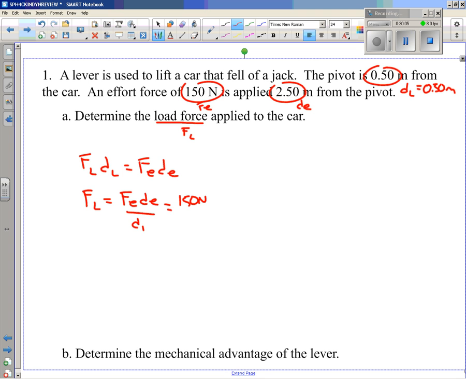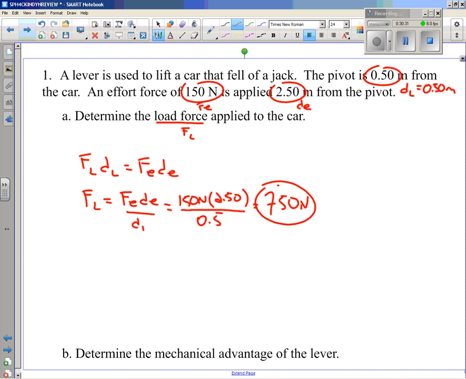The effort distance is 2.5, and the load distance is 0.5. So the load force that you can apply using this lever is 150 times 2.5 divided by 0.5, which is equal to 750 newtons. And that's the point of a lever, to make lifting easier.